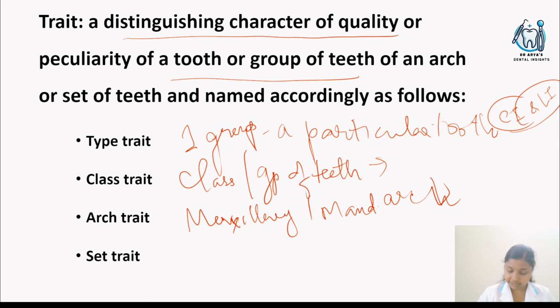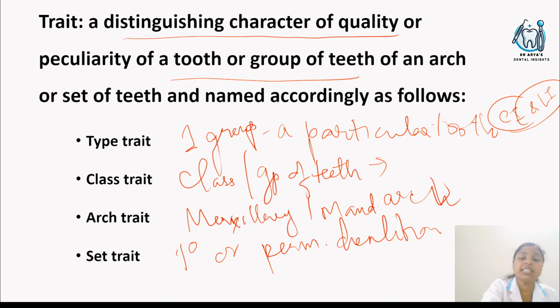Then next is the set trait. This is the distinguished quality or peculiarity of either deciduous or permanent dentition. So it is for either primary or permanent dentition. This is the set trait. The example is all permanent teeth are larger than deciduous teeth. So these are the various traits.